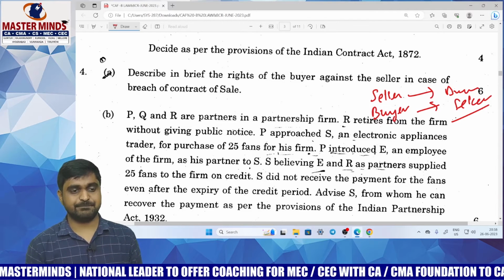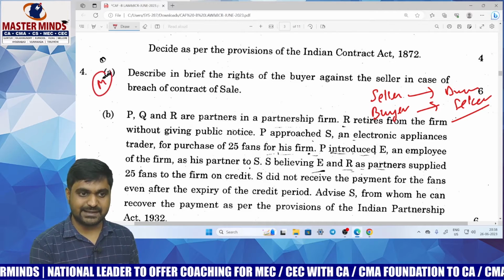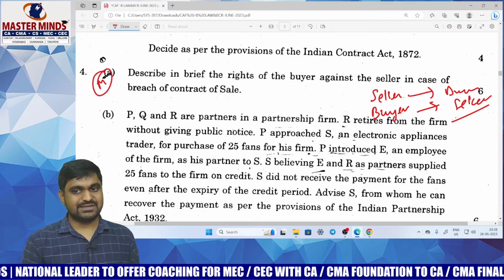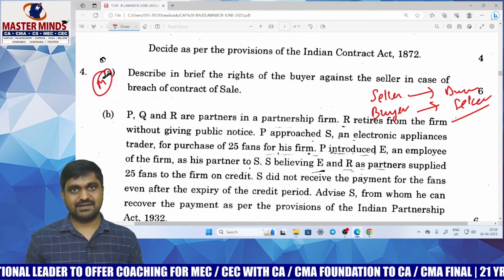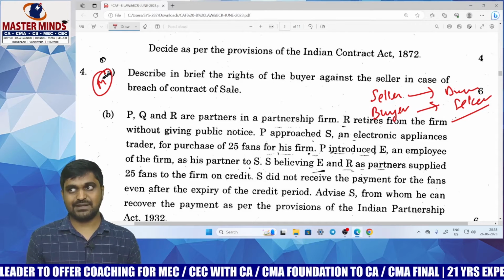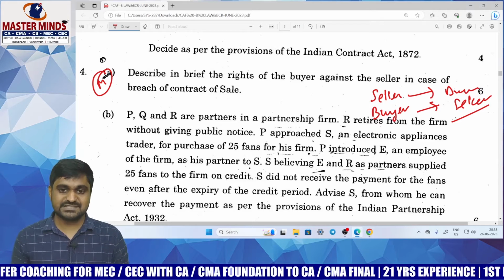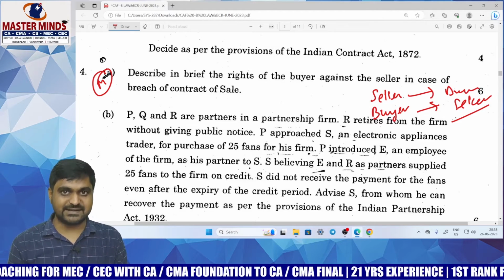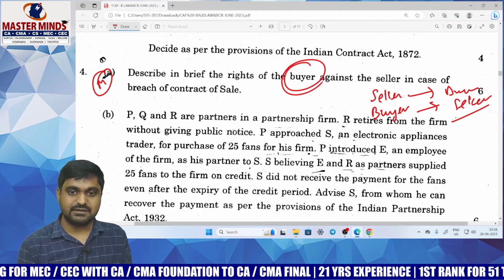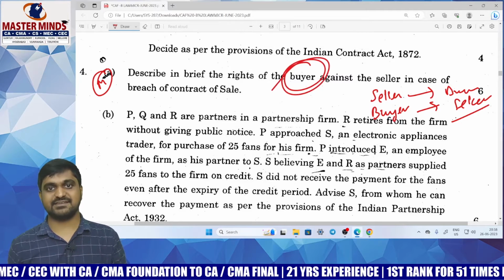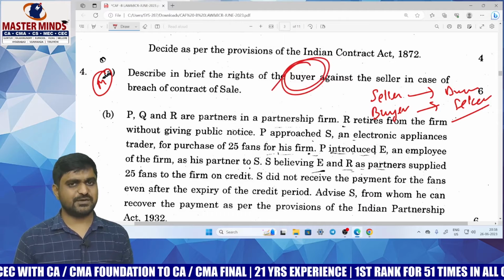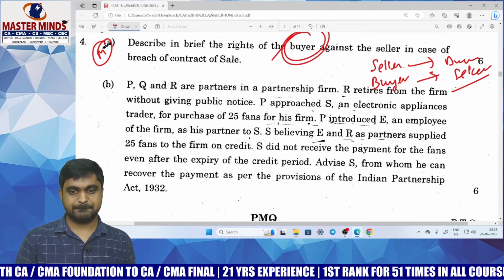But still I am giving the moderate tag because in case of unpaid seller rights, it is very important and many times it is covered in ICAI question papers. But this time, instead of unpaid seller rights, they ask for the buyer's rights against the seller. So because of that point only, I am giving the moderate tag.